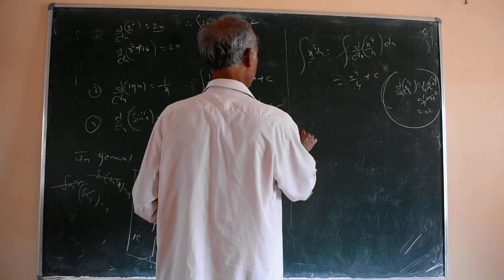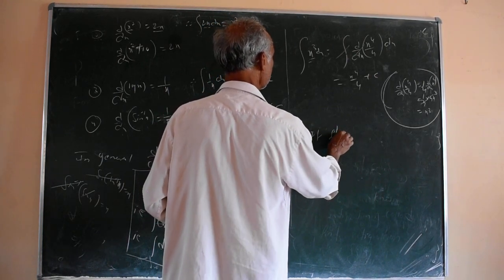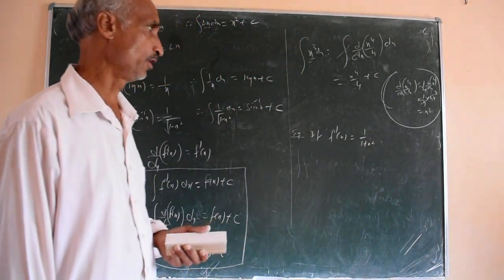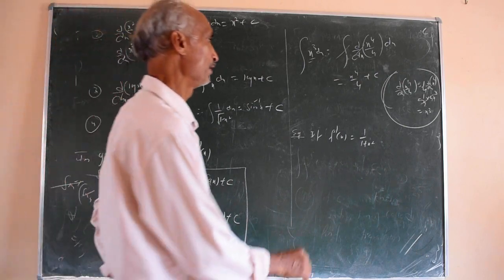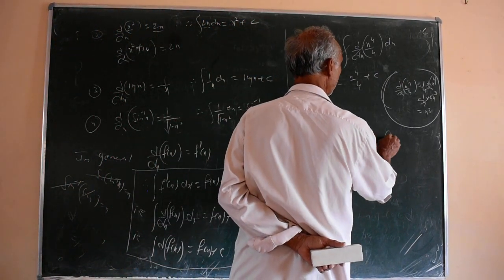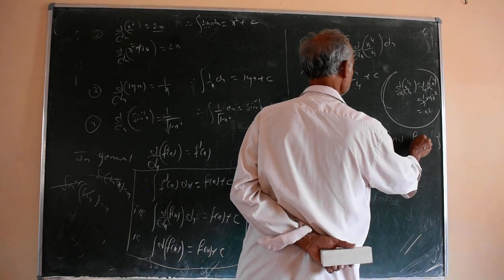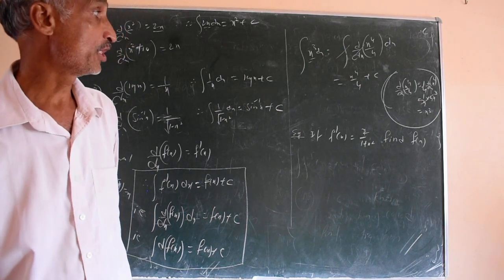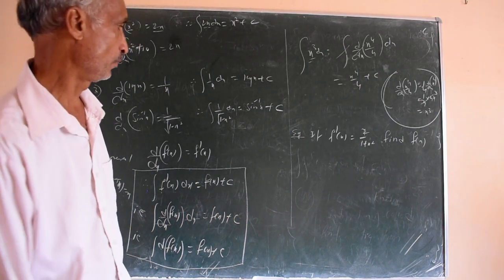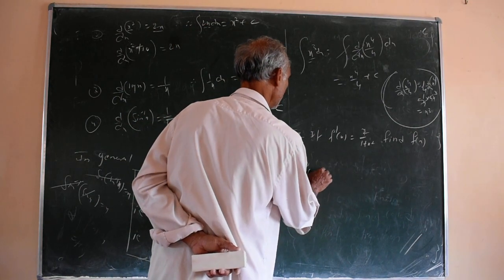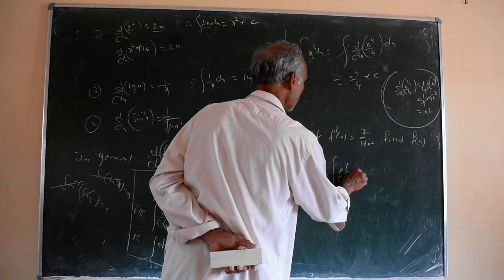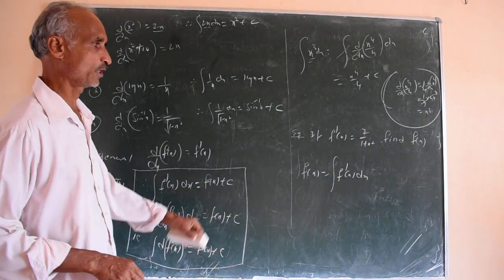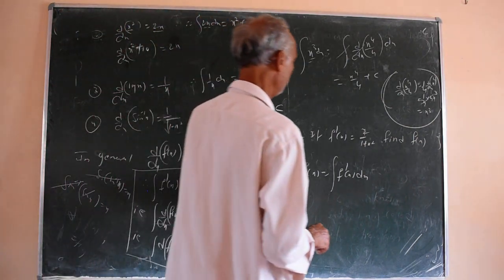One more example: if f dash of x is equal to 1 upon 1 plus x square, or 2 upon 1 plus x square, find f of x. Actually, integration of f dash of x is equal to f of x. So f of x is equal to integration of f dash of x dx. Here it comes: integration of f dash of x is equal to f of x plus c.